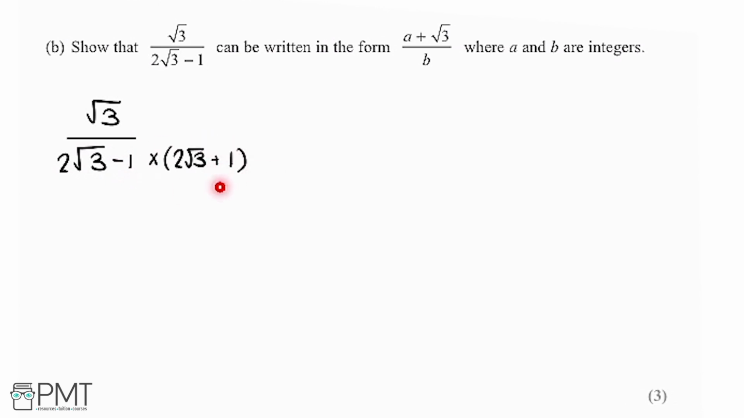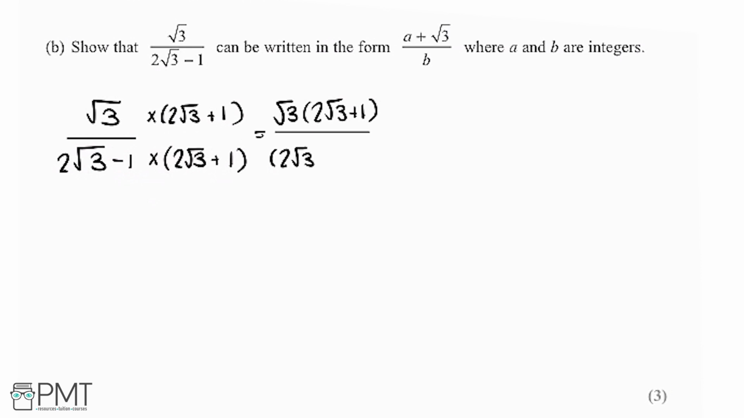Remember, when we multiply something to the bottom, we need to do it to the top. And now we need to work out what this is. So on the top, we're going to have the square root of 3 multiplied by 2 root 3 plus 1. And then we're going to write the bottom in 2 brackets to make it easier to see. So we've got 2 root 3 minus 1 and 2 root 3 plus 1. So we need to expand our brackets on the top and on the bottom.